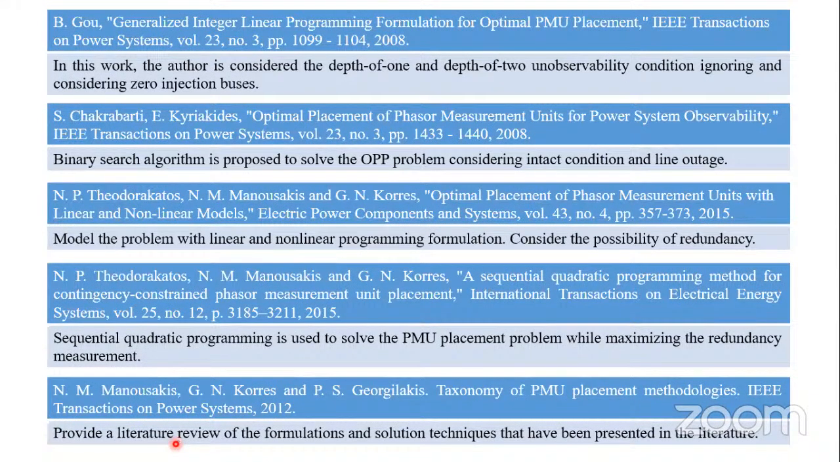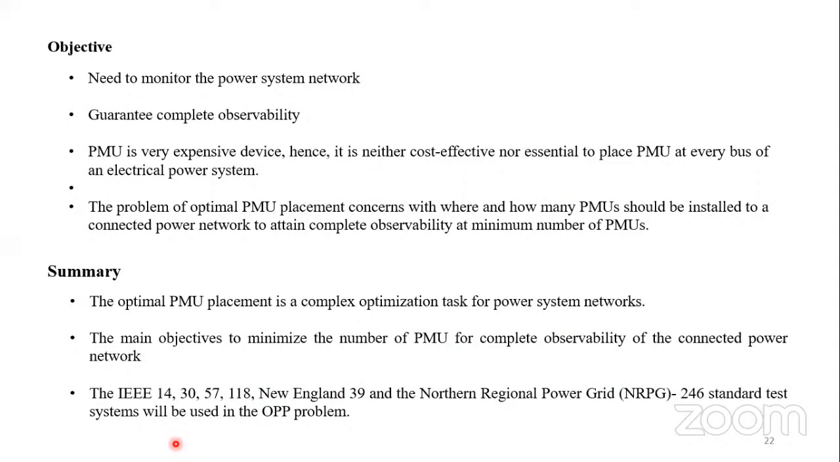Okay, I'll go to the next slide. Now, the objective. So first of all, what is the main objective of this topic, allocation of phasor measurement units? The main objective of this topic is that we want to monitor, we want to observe the complete power system network fully. We also want the method which we are using to give the guarantee of full observability of the interconnected power network. And as we have just talked about, PMU is an expensive device, so it is unwise to place a PMU at every bus of the electrical power system.